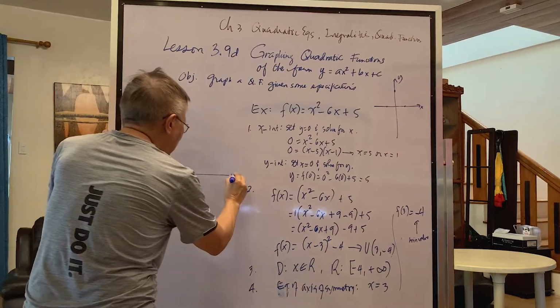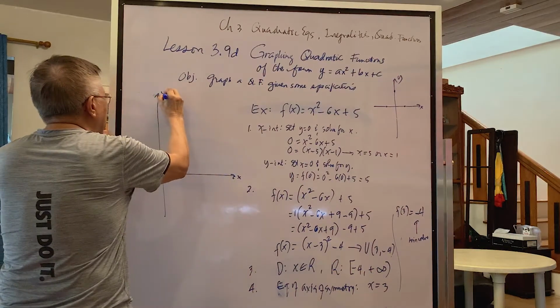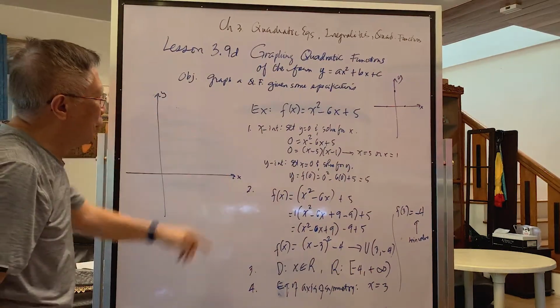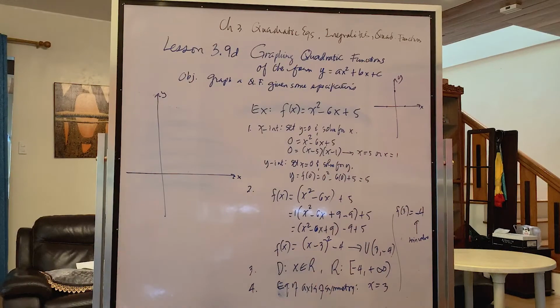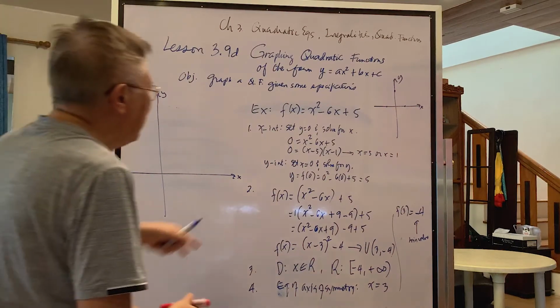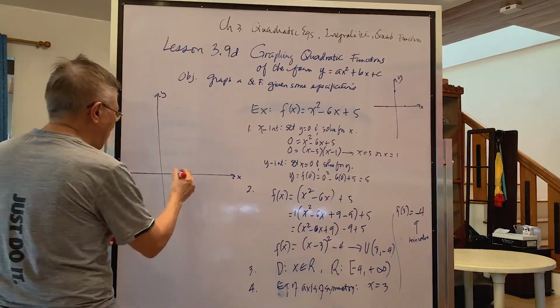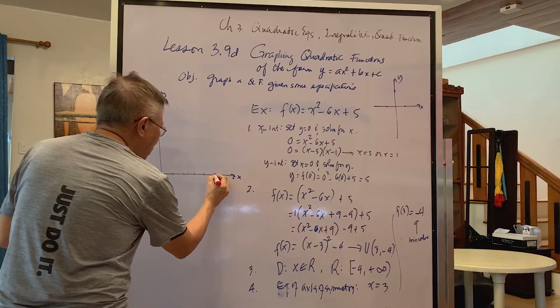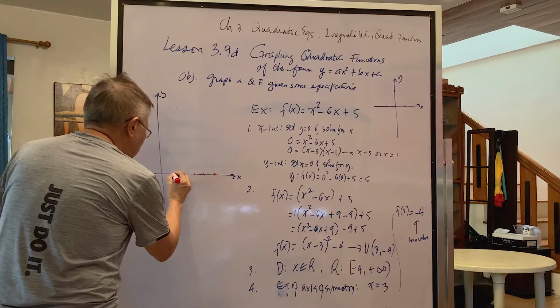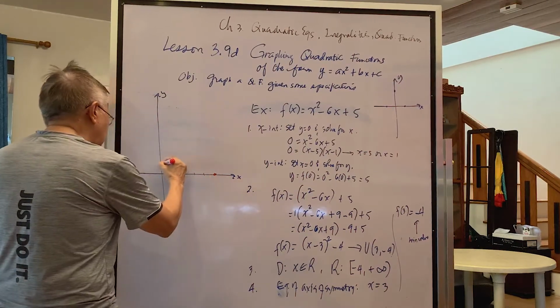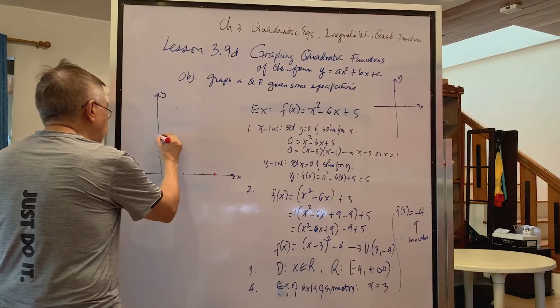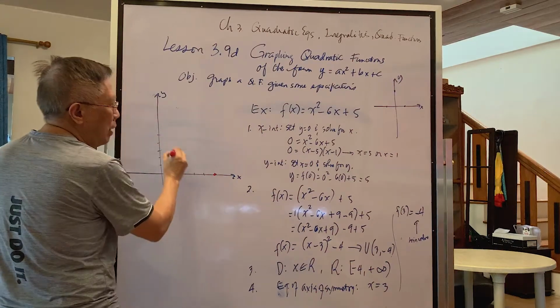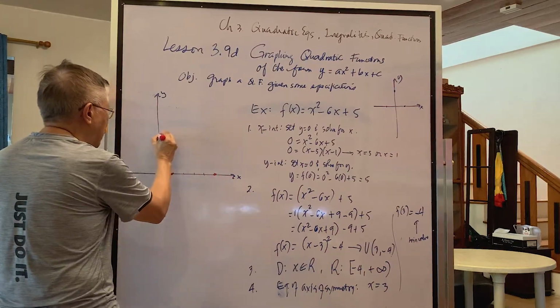If I have here my x-axis and my y-axis, where are the x-intercepts? The x-intercepts are at 5 and 1. So we have here 1, 2, 3, 4, 5. The graph will cross these two points here. 1, 2, 3, 4, 5. The y-intercept is at 5.